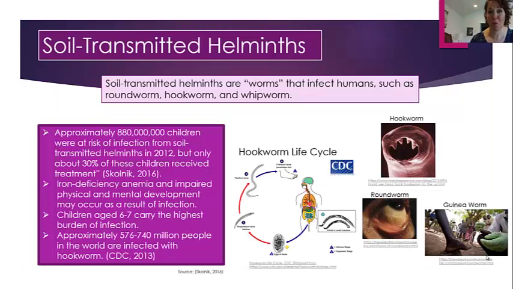Soil-transmitted helminths are worms that infect humans, such as roundworm, hookworm, and whipworm. Approximately 576 to 740 million people in the world are infected with hookworm, which is really gross. Children aged 6 to 7 carry the highest burden of infection, and having worms causes all kinds of malnutrition and nutrient depletion in people.